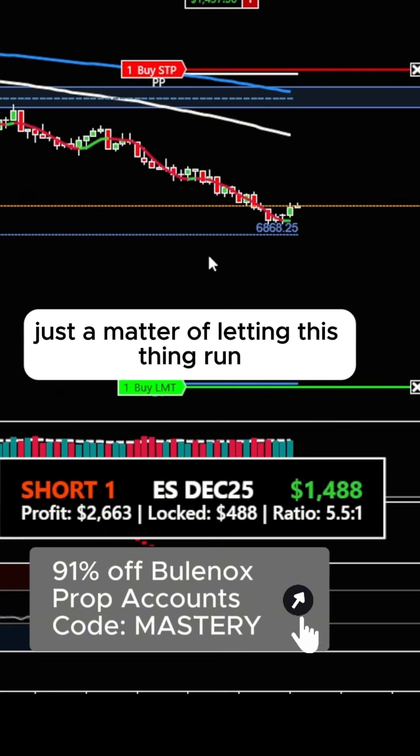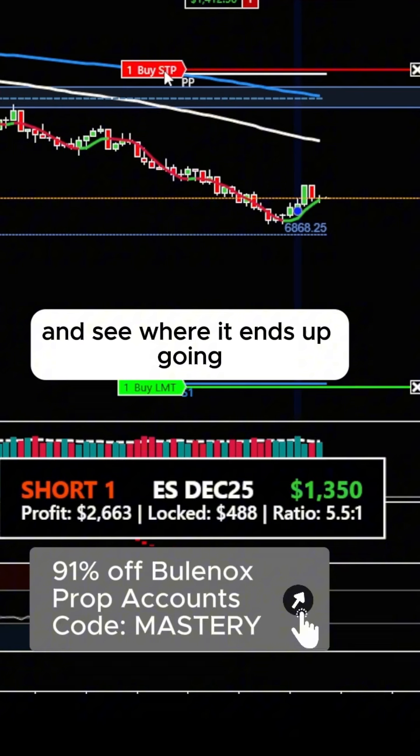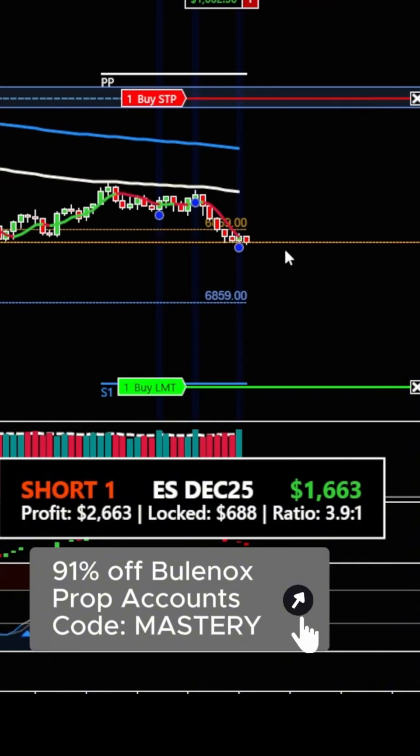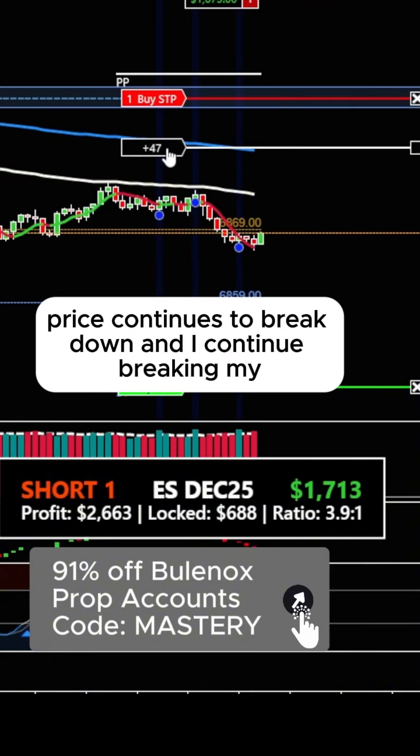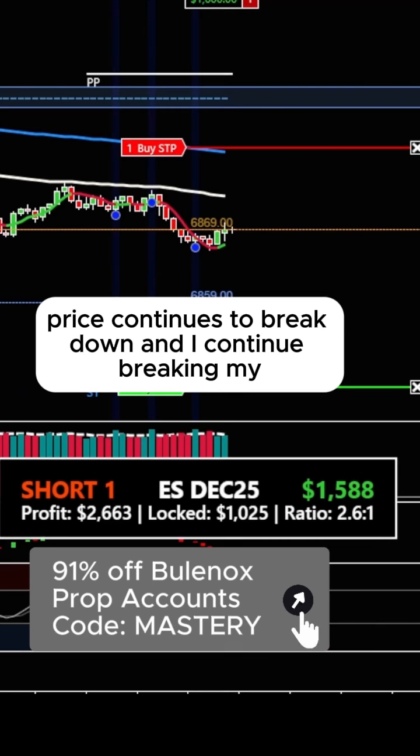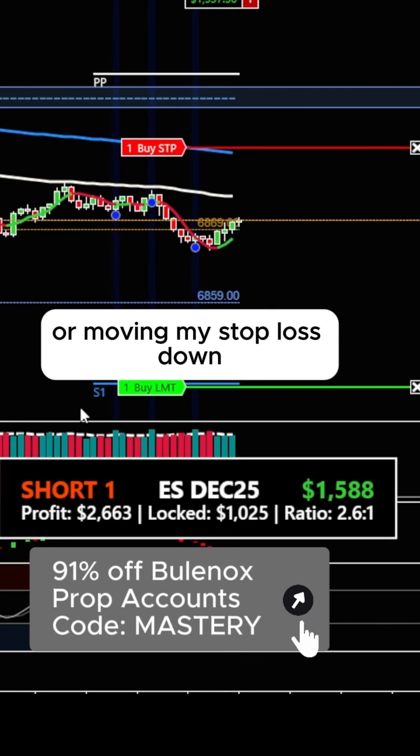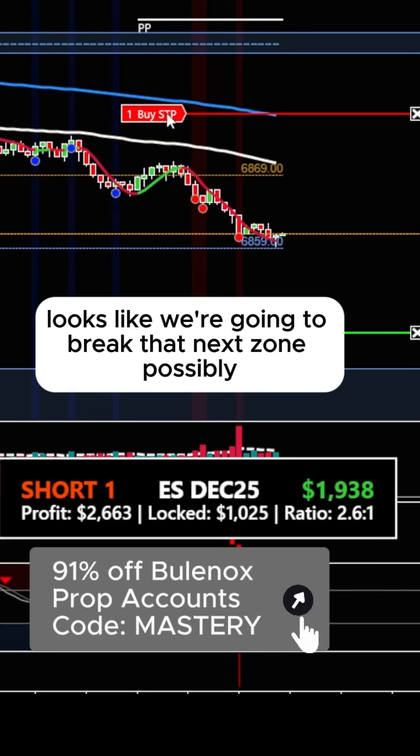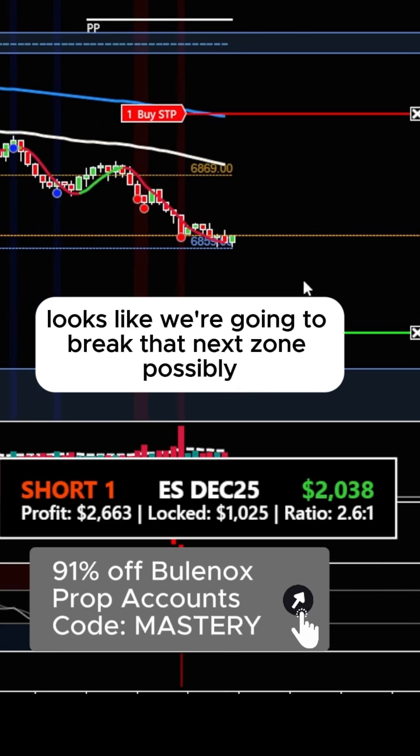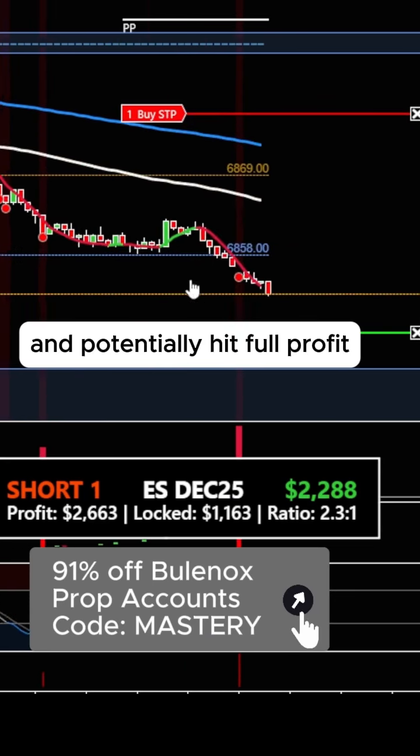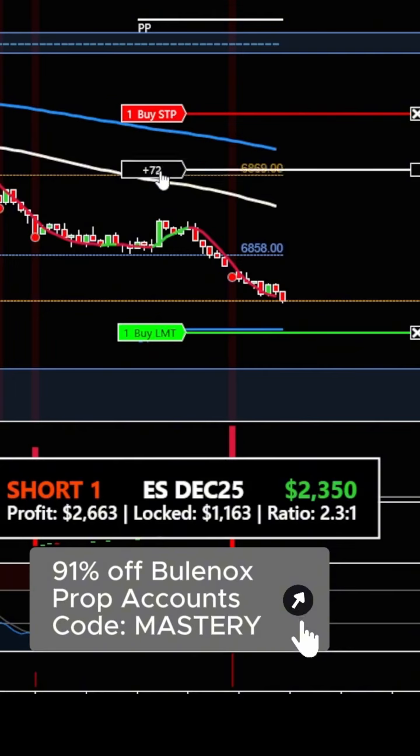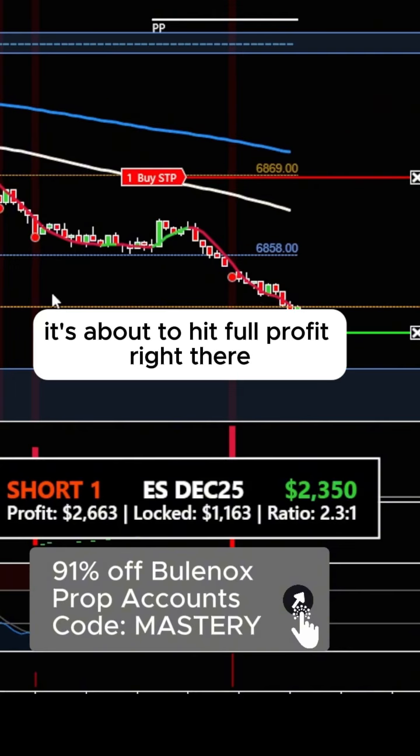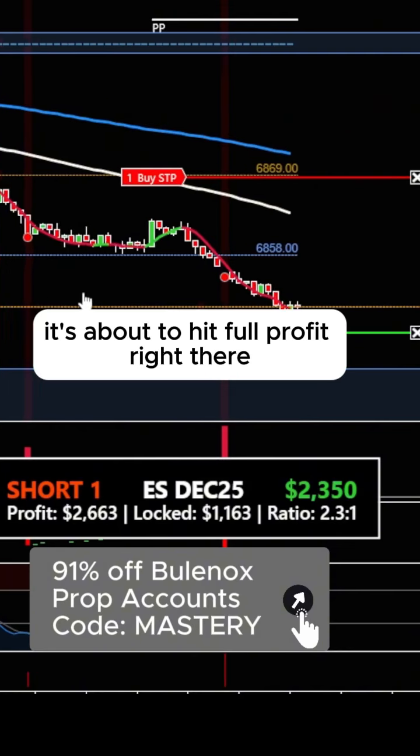Basically now just a matter of letting this thing run and see where it ends up going. Price continues to break down, and I continue moving my stop loss down. I'm at the 200 SMA right now. Looks like we're going to break that next zone possibly and potentially hit full profit. It's about to hit full profit right there.